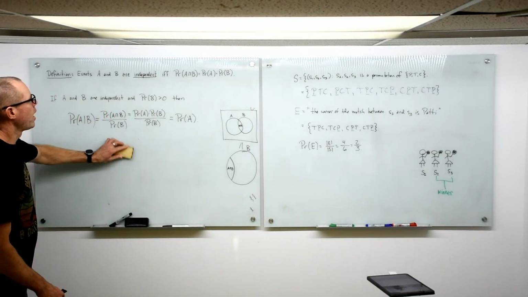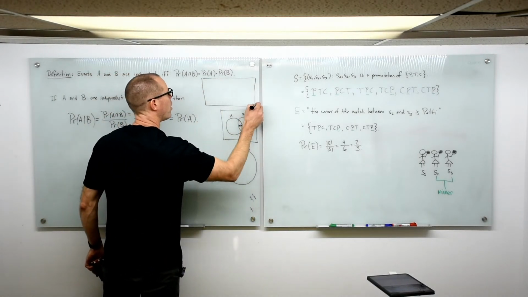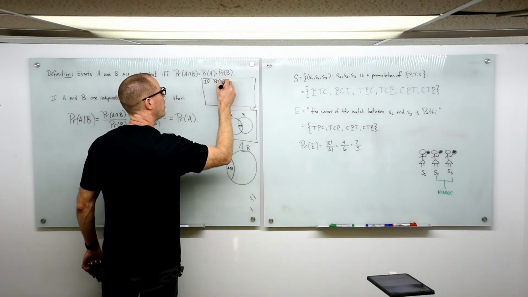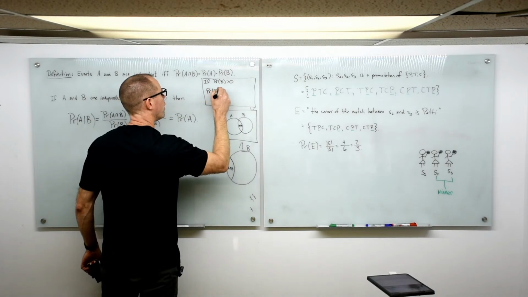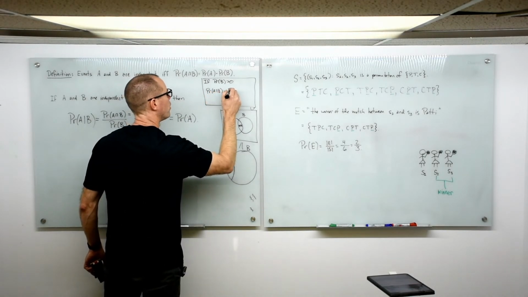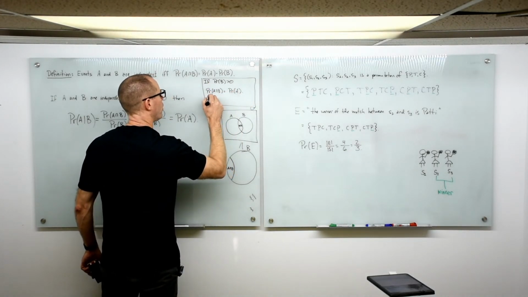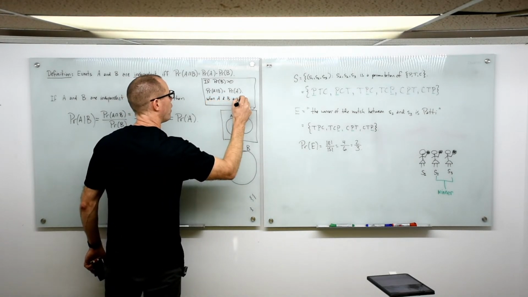So let's write that down in a little box, just so we remember it. If probability of B is bigger than 0, then probability of A given B is just equal to probability of A when A and B are independent.